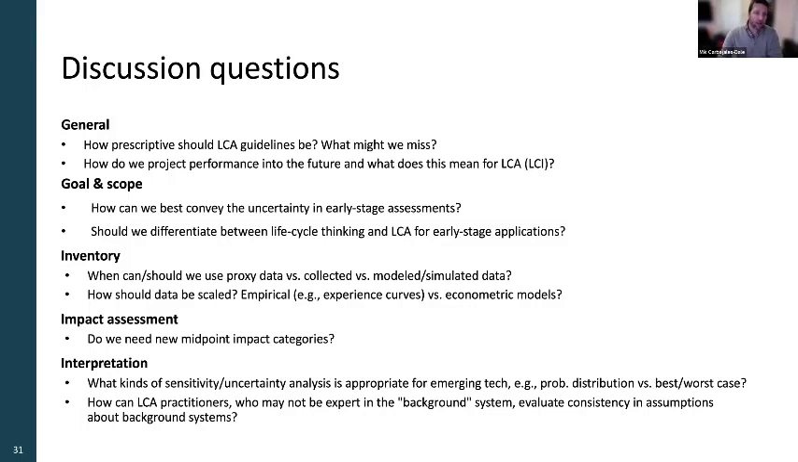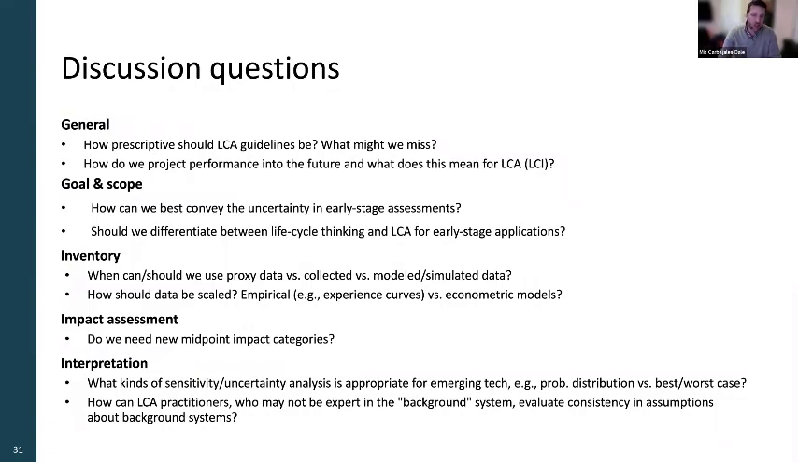Okay, and with that, we often run this type of presentation as a feed into a discussion session. So here are some of the questions that we tend to think about for those discussion sessions. But in general, how prescriptive should these LCA guidelines be? And if we are prescriptive, what could be missed? How do we project performance into the future? And what does that mean for LCA or the inventory? For goal and scope, how can we best convey the uncertainty in early stage assessments? Should we be differentiating between just life cycle thinking, kind of generically, or kind of more quantitative LCA for early stage application?